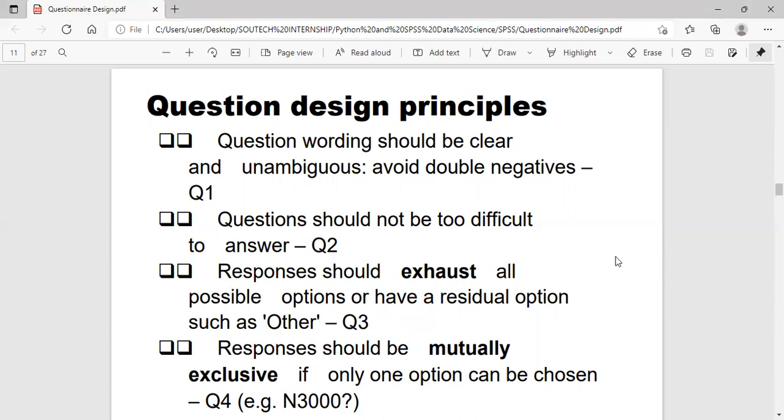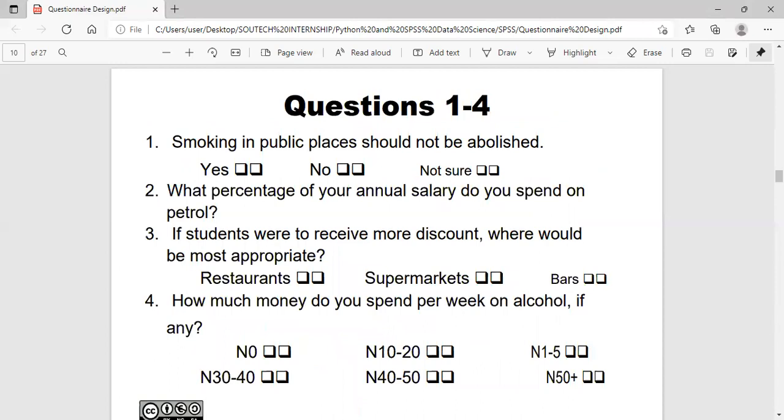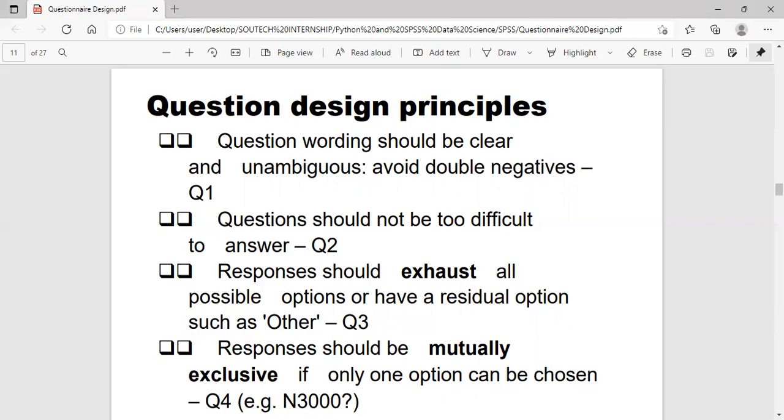Next, we have: responses should exhaust all possible options or have a residual option, such as "others." That's the place where students should have their discount. There are more places where students would like to have their discounts, so "others" should be included. Next, we have: responses should be mutually exclusive. We just spoke about that. They should not be related. They should be different.